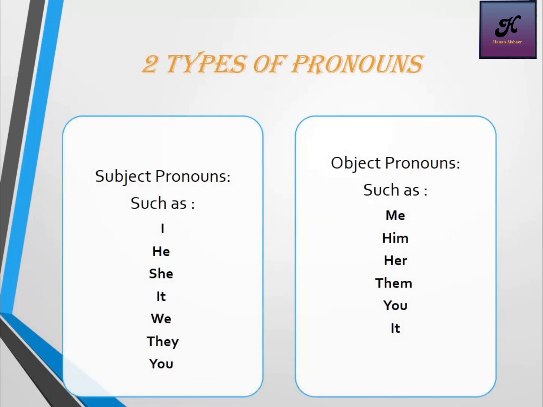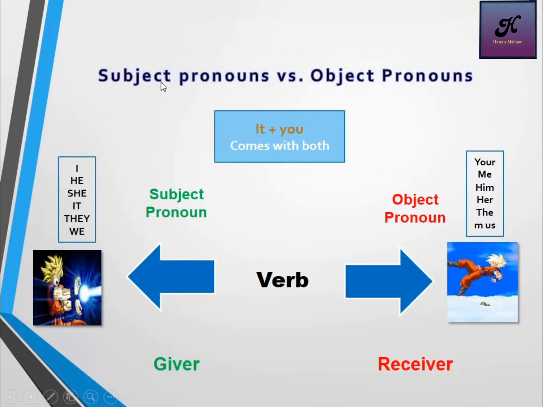Actually, before we continue, we have two types of pronouns. We have subject pronouns and we have object pronouns. Subject pronouns such as I, he, she, it, we, they, you. And object pronouns such as me, him, her, them, you, it. What does that mean? I didn't understand. Let's go further and see the next picture.